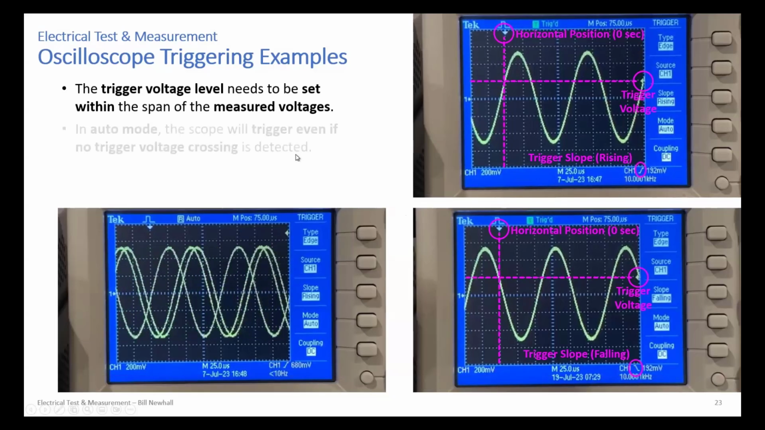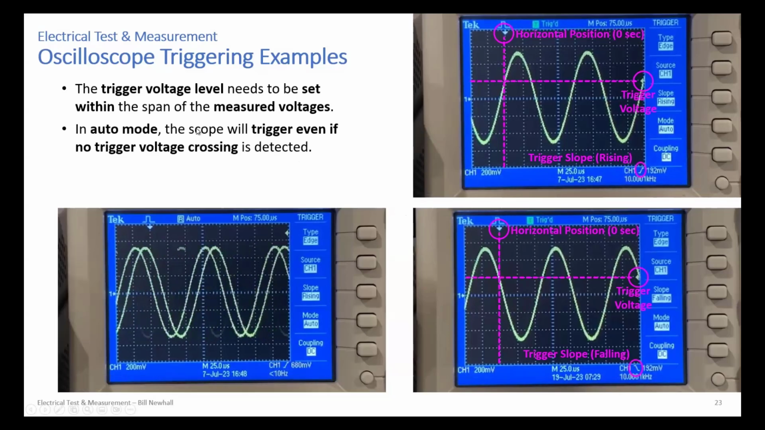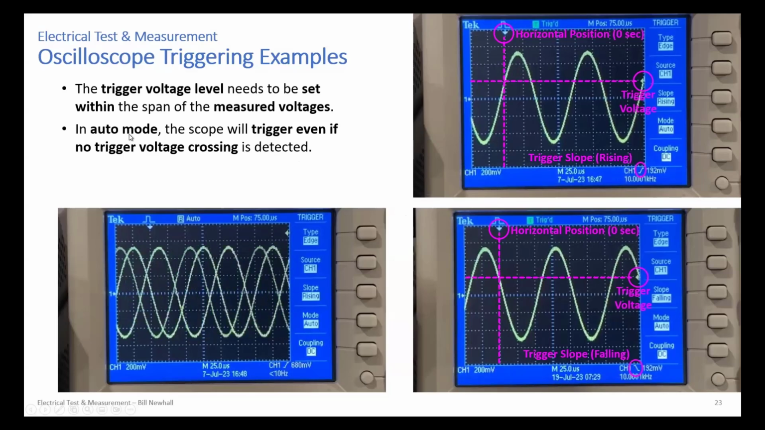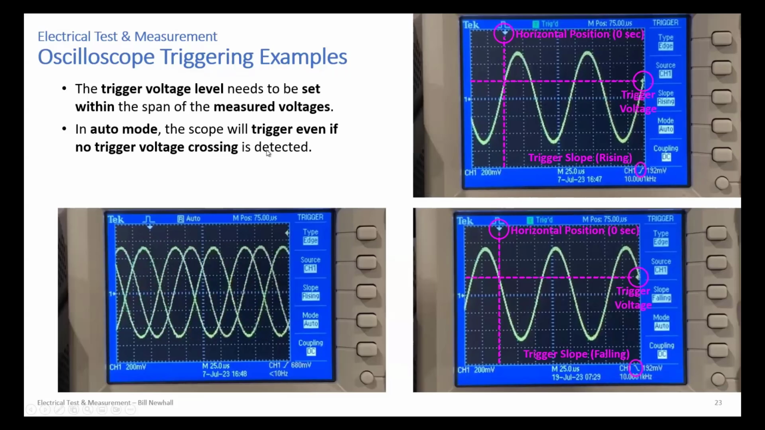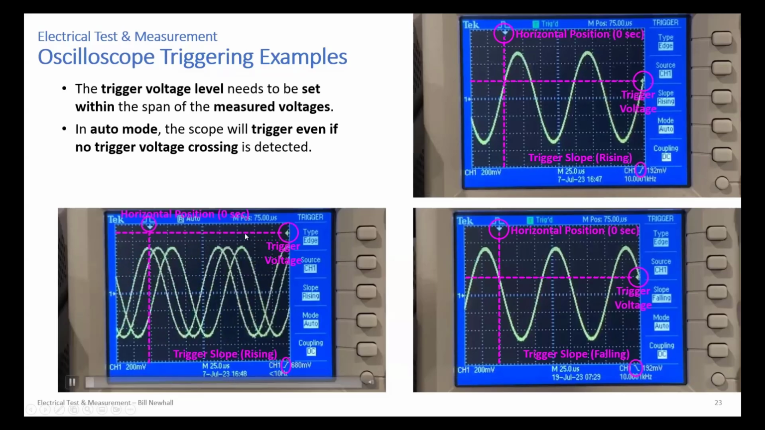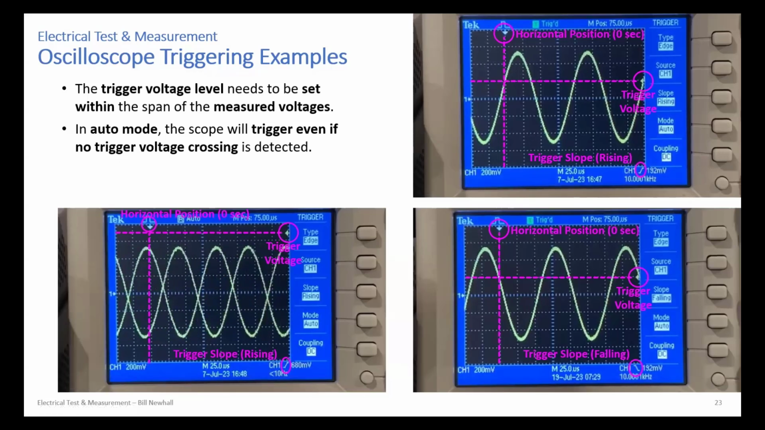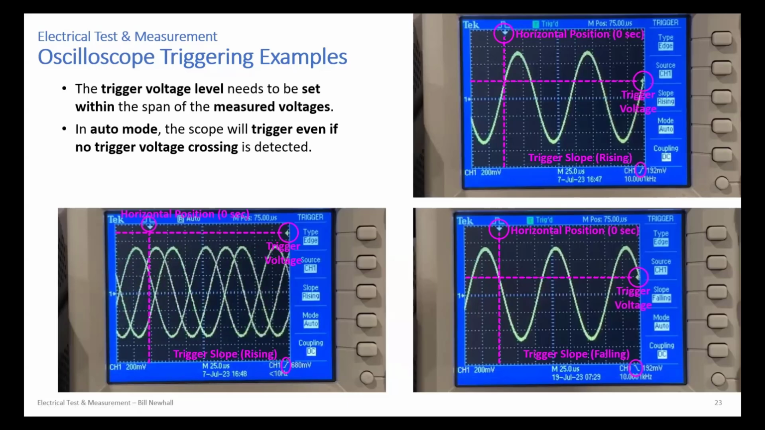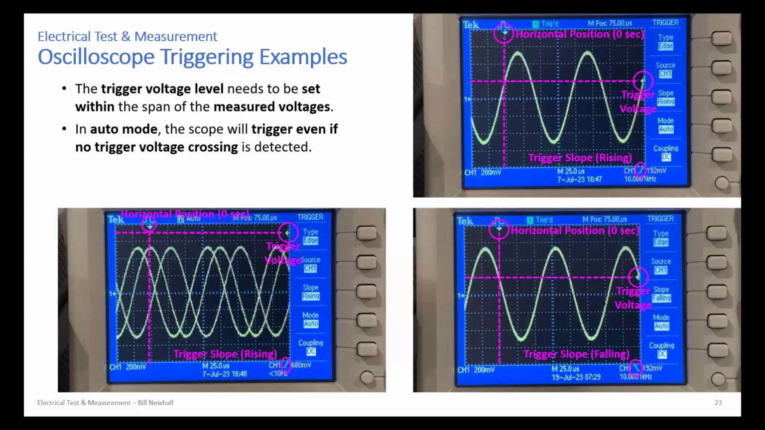Now, if you look on the left here, why is this waveform even showing on the screen? It's because I have the oscilloscope in auto mode, auto trigger mode. The scope will trigger even if no trigger voltage crossing is detected. So right here, you can see I have the trigger voltage up here above the waveform. If I had the oscilloscope in normal mode, you wouldn't see anything on the screen. In normal mode, typically, the oscilloscope waits for a crossing to be triggered, and it's not going to show anything on the screen until that trigger happens.